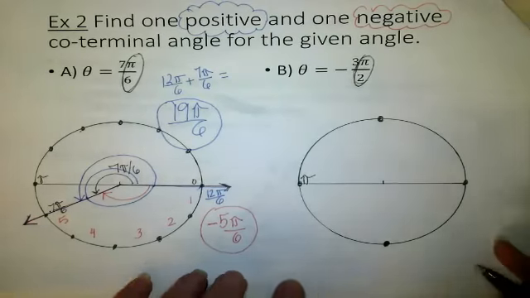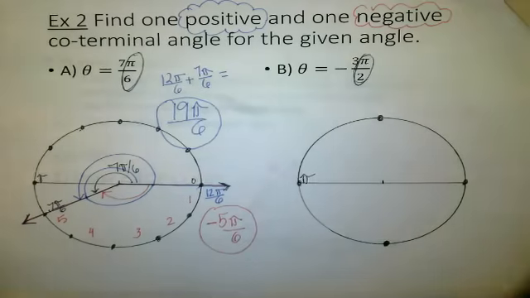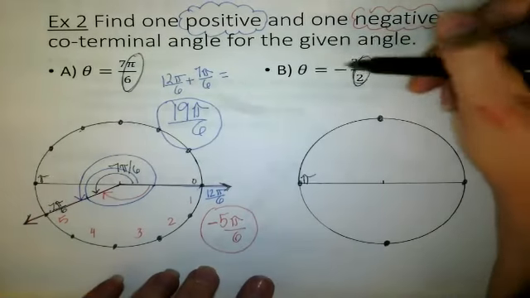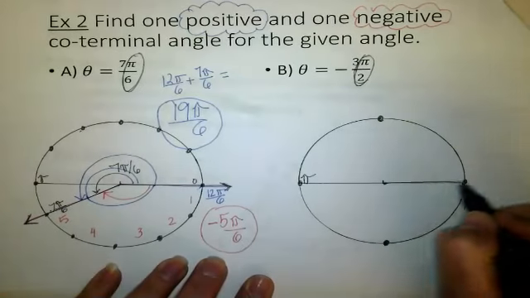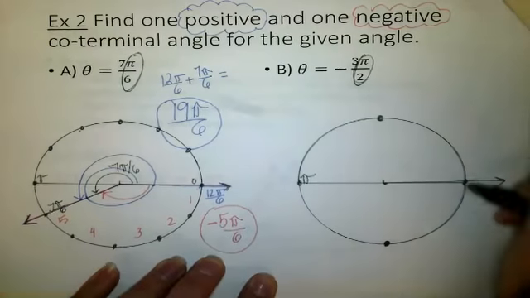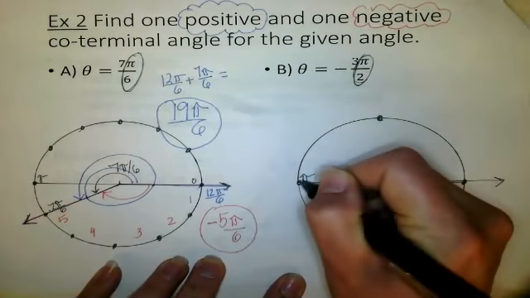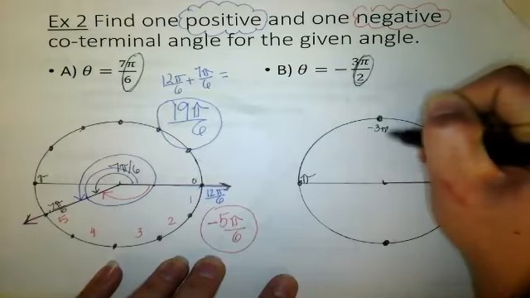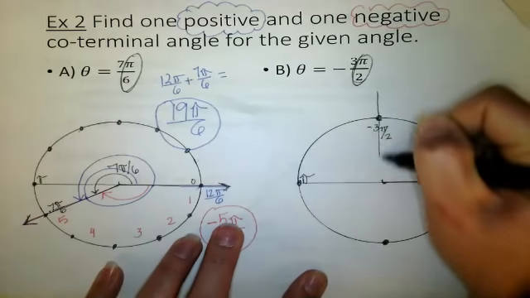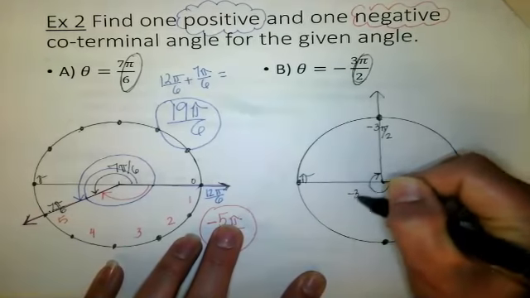How many wedges all the way around? 4. 4 wedges all the way around. Very good. So our angle here is negative 3 pi over 2. So what do we need to do? Go clockwise. Yes. So if I'm counting here, this is negative pi over 2, negative 2 pi over 2, and what's this? Negative 3 pi over 2, straight up. So there's our angle, negative 3 pi over 2.